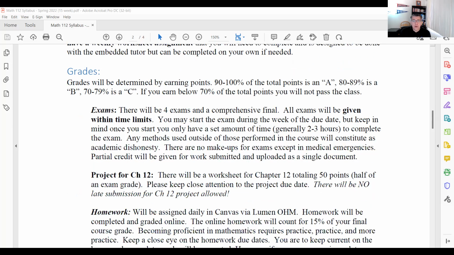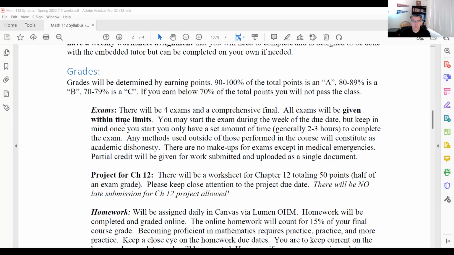Grades will be determined by earning points. 90 to 100% of the total points is an A, 80 to 89 is a B, 70 to 79 is a C. If you go below 70% of the points, you will not pass the class. Exams, there will be 4 exams and a comprehensive final.